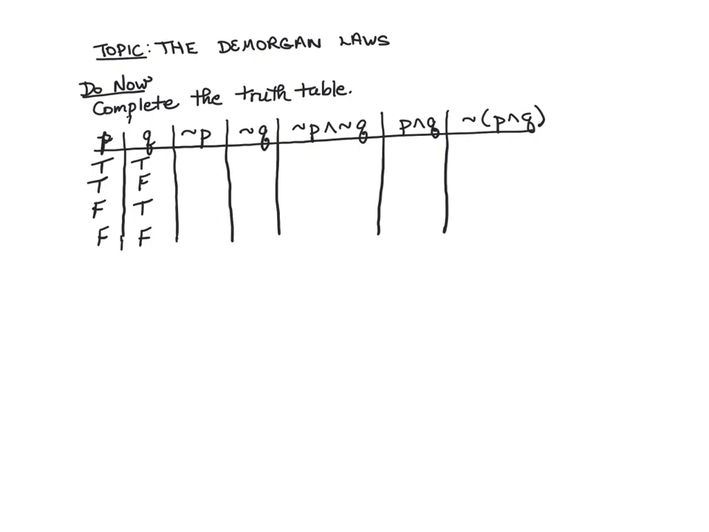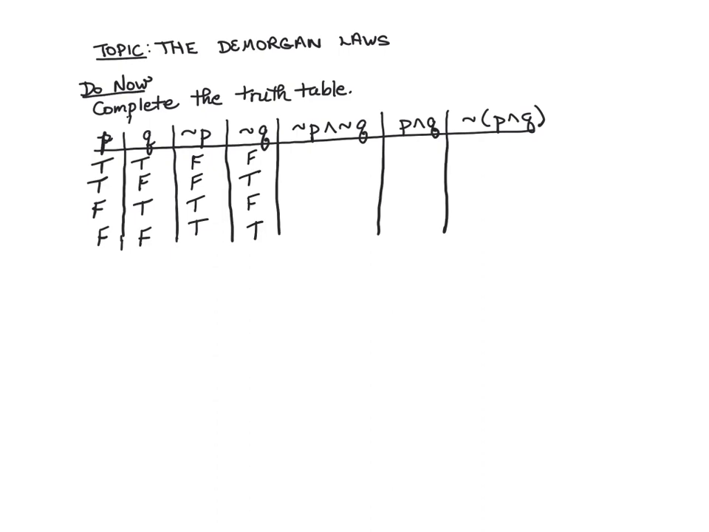Okay, so let's complete the truth table. When we negate P, we axiomized that the negation of a true statement is false. So these would be false, false, and then the negation of a false statement is true, so we just take the opposite truth value. And similarly, for not Q, it would be false, true, false, true.